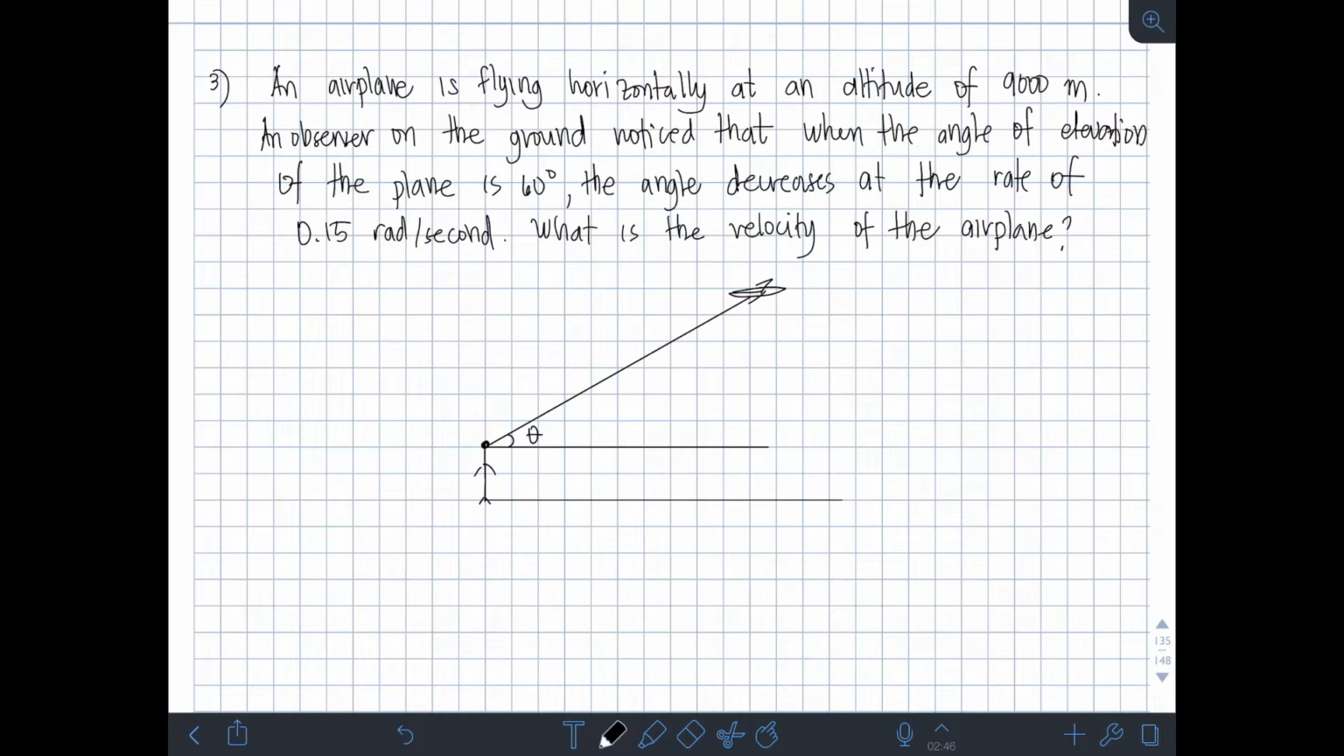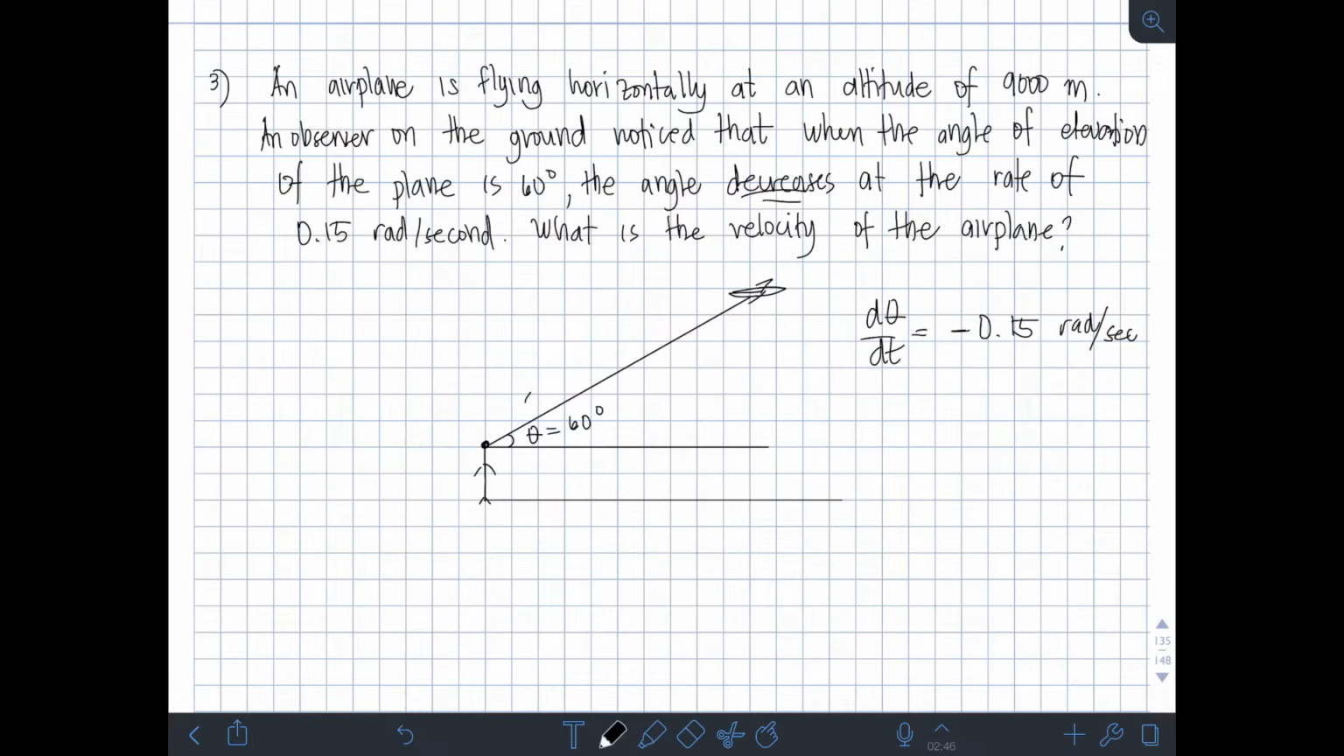Right? Kapag daw itong theta, or yung angle of elevation, is 60 degrees, yung rate daw nung pagbago nung ating theta na to, so d theta over dt is equal to 0.15 rad per second. So, dahil nagdi-decrease siya, negative 0.15 rad per second. Sabihin yung rate niya is pa-liit ng paliit. Ang tanong is, ano raw yung velocity ng airplane?